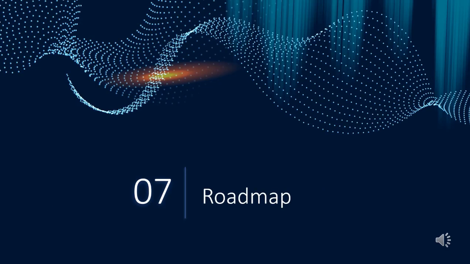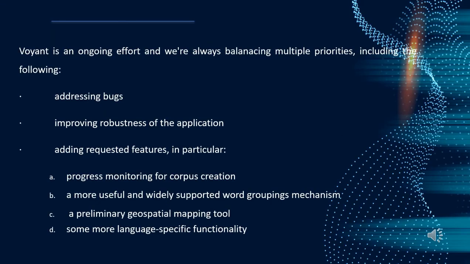Roadmap. Voyant is an ongoing effort and we're always balancing multiple priorities, including the following. First, addressing bugs, see our issues tracker. Second, improving robustness of the application, especially for multiple concurrent users. Third, addressing requested features, in particular progress monitoring for corpus creation, a more useful and widely supported word grouping mechanism, a geospatial mapping tool, and lastly, some more language-specific functionality.